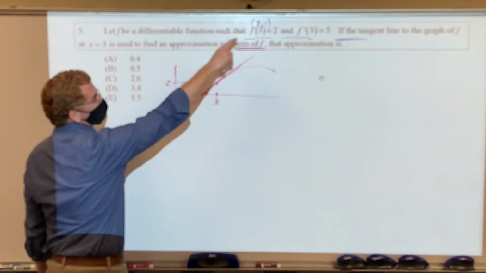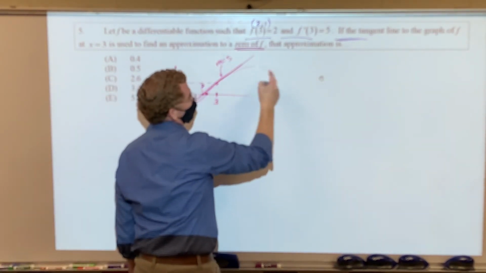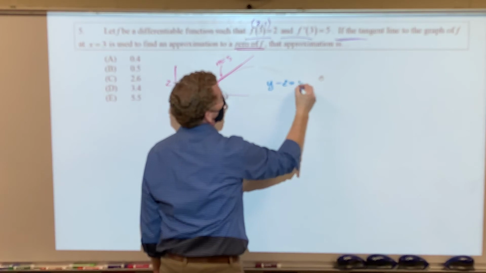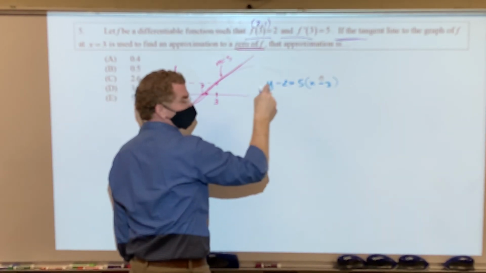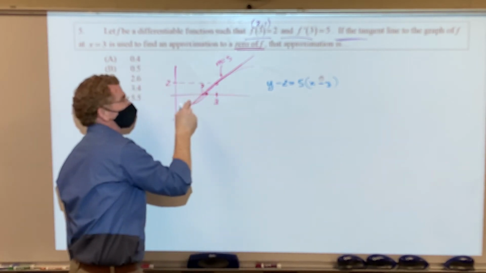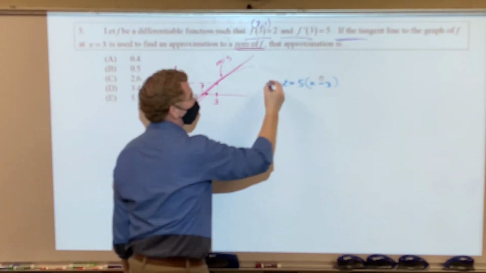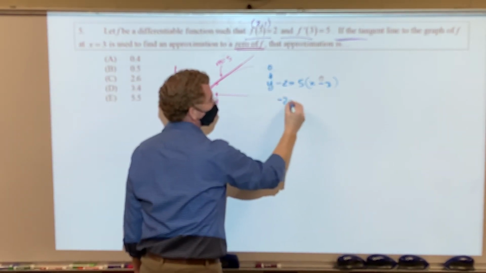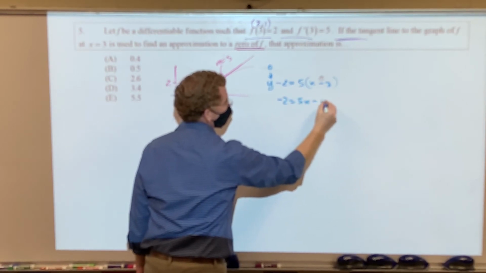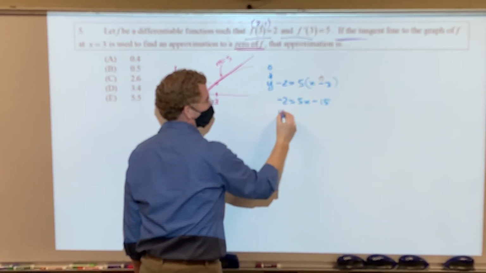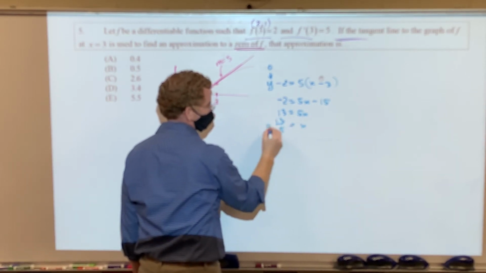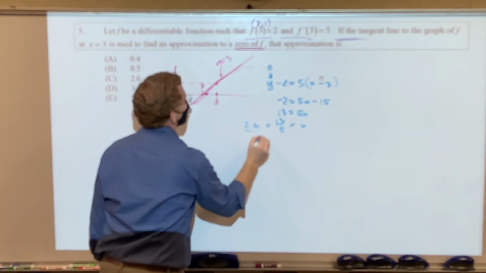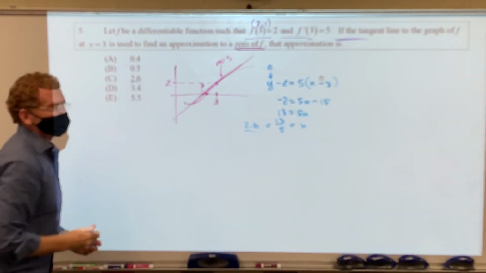Here we go. I know the point, I know the slope, so I can jump. I don't have to find much here. y minus 2 equals the slope times x minus 3. But if I want to find the 0 of the f function, I'm going to plug in 0 for y here and solve. And I get x equals 13/5, which we all know is 2 3/5 or 2.6. So 2.6 would be an approximation.